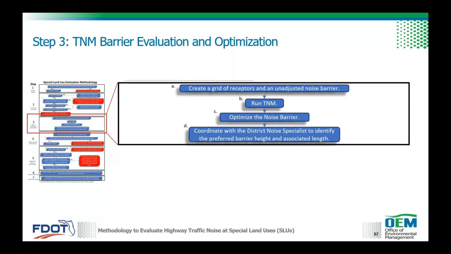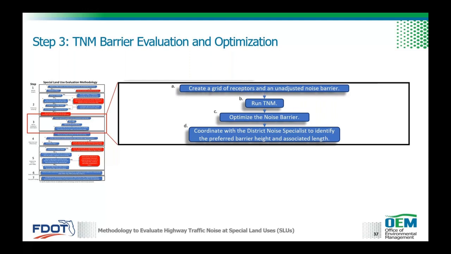Or you can use the previously developed grid from identifying the impacts. Next, the noise analyst should run FHWA's TNM and review the results for benefits from the noise barrier. Then the noise barrier should be optimized for each height. Here in Florida, this is typically 8 to 22 feet in height, in 2-foot increments. Optimizing is the process of finding the best barrier configuration that provides a benefit for the impacted receptors, or area of impact in this case.